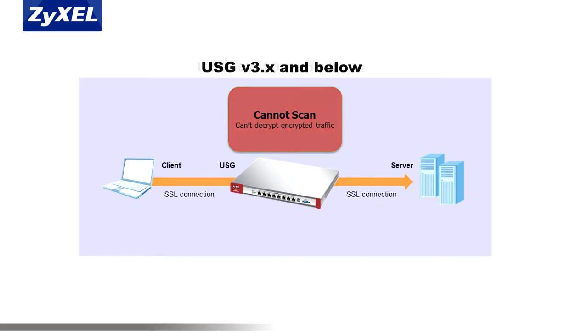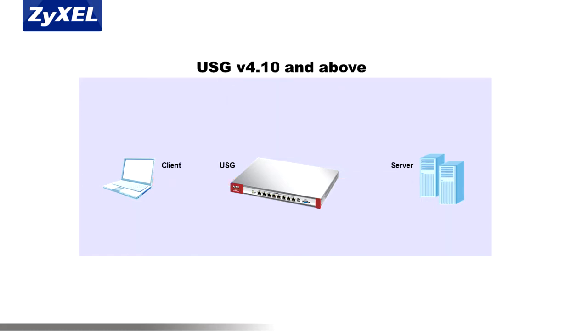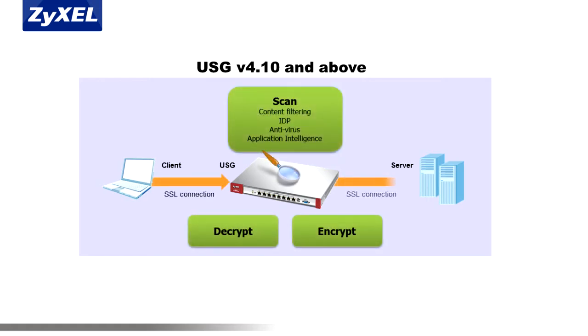With the latest USG series appliances, however, we now support SSL inspection, which allows the USG to act as an SSL proxy. In order to use this feature, you'll first need to add the USG certificate to the client computers, and then enable SSL inspection on the USG.